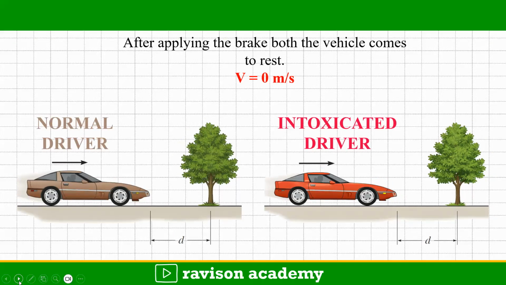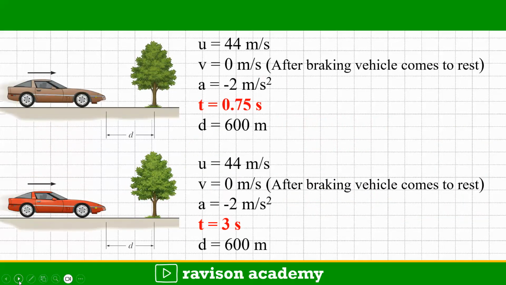So here the condition is given: after applying the brake, the vehicle comes to rest. So we can take the final velocity of both vehicles as 0. Initially both vehicles are traveling at 44 meters per second, and after applying the brake they constantly decelerate at 2 meters per second squared. Hence it is deceleration, so we put the acceleration value with a negative sign.